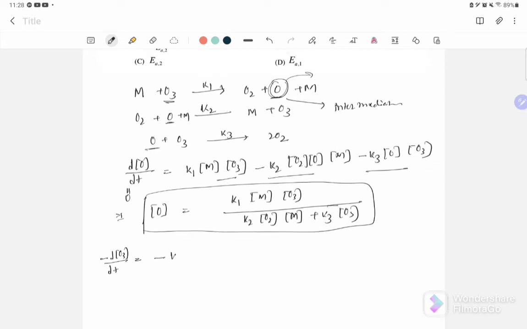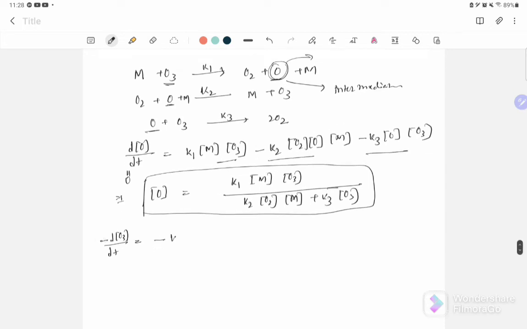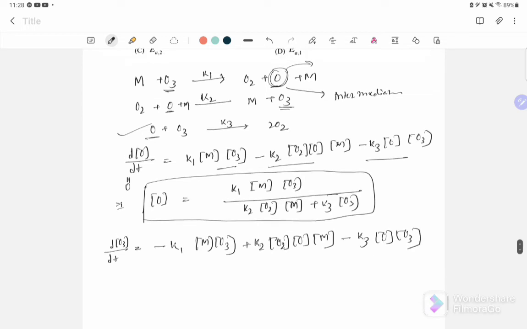So not dO3, we will first calculate it as a plus dO3, so we can just remove the sign. So that is K1 [M][O3]. In the second one it is producing, so it will be K2 [O][M]. In the third case it is decaying, so it is minus K3 [O][O3]. So now we'll substitute the concentration of O in each case with this one.